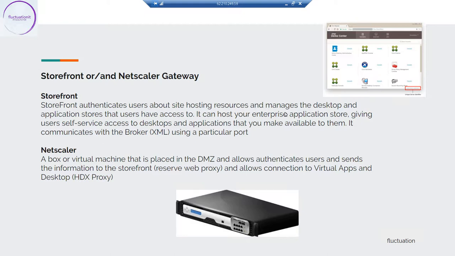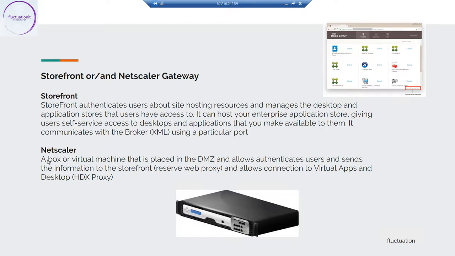It can host your enterprise application store, giving users self-service access to the desktops and applications that you make available to them. So it's really like self-service: I have a page where I can see all my applications and my desktops. It can be a server desktop or a VDI desktop, and it communicates with the broker using a particular port. By default, the storefront communicates with the delivery controller on port 80. But if you install a certificate on the broker, the storefront will connect through 443, of course.